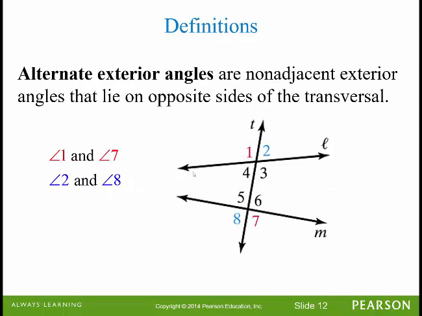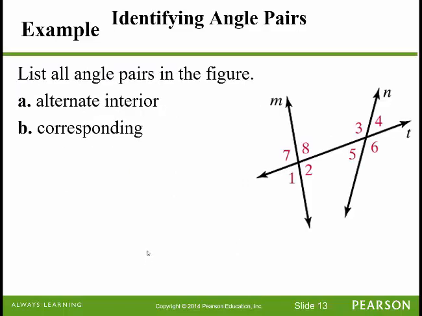are. Alternating exterior angles are non-adjacent exterior angles that lie on opposite sides of the transversal. So 1 and 7 are alternating exterior, and 2 and 8 are alternating exterior. Just on opposite sides of the transversal. That's what the alternating kind of stands for.